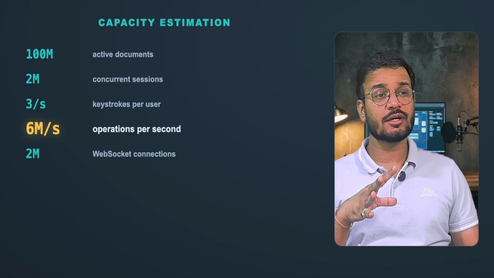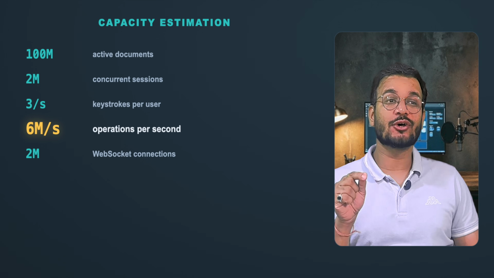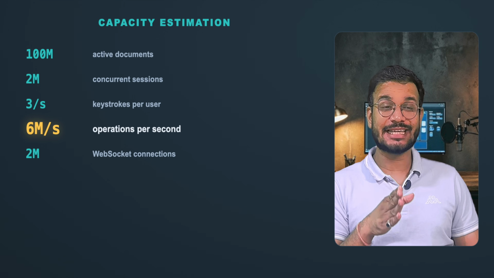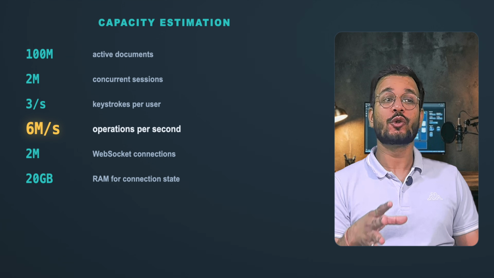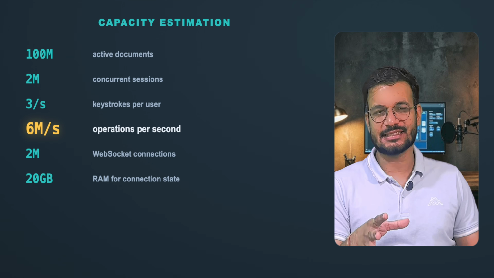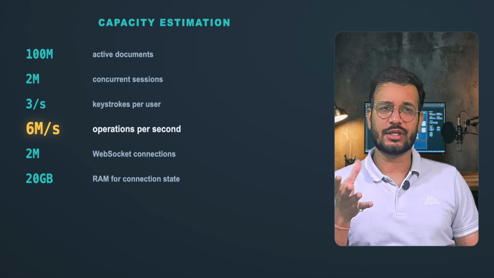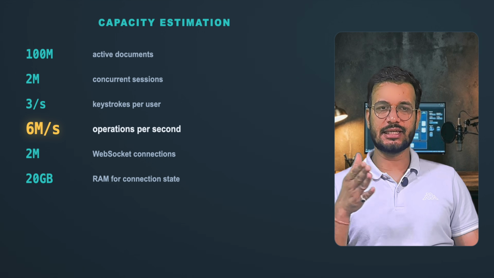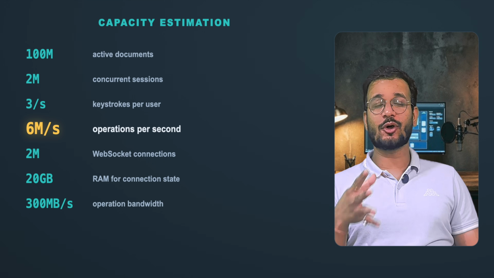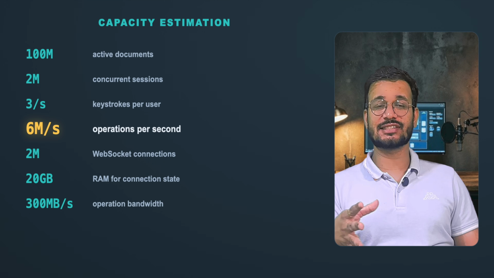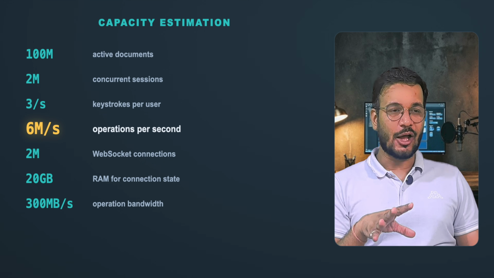Okay, now what about the WebSocket connections? We have 2 million concurrent WebSocket connections. Each WebSocket is a persistent connection. Now with 10 KB of RAM overhead per connection on the server side, that is around 20 GB of RAM just for the connection state. And this is very significant. The message size: each operation is very small. It can be either an insert or delete operation, and it may be around 50 bytes, including the metadata. So 6 million operations per second at 50 bytes is around 300 MB per second of operation data flowing through the system. Now, storage.